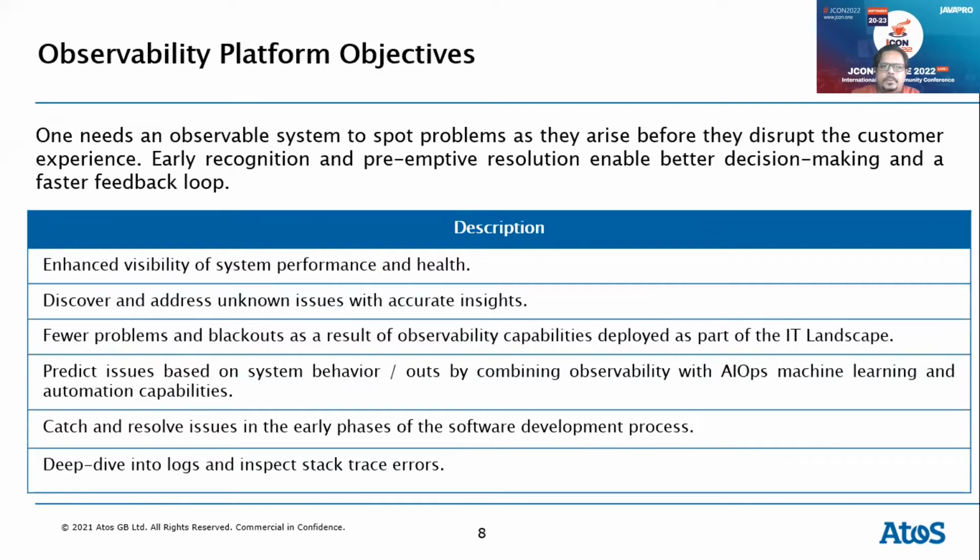Then comes the observability platform objectives. What does it constitute? What is it that observability provides when you are, let's say, deploying a solution like this? What it does is it gives you enhanced visibility of your system performance and health, right? Then it discovers and addresses unknown issues with accurate insights, right? So this is basically what constitutes the root cause analysis. Then with these it also makes sure that you have fewer problems and blackouts as a result of observability capabilities. Rightly so, if you have that intelligence, you'll get the right insights, you'll take the right decisions to maintain the required availability and uptime, right?